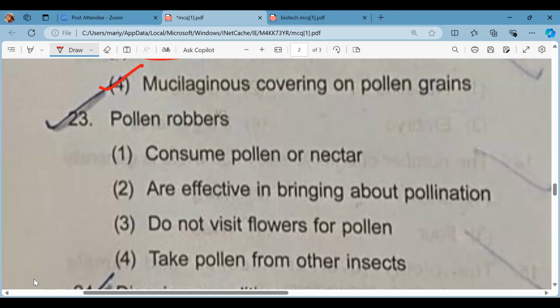Now moving forward, pollen robbers. Number one, they consume pollen or nectar. Correct. They consume the pollen or nectar and do not cause the pollination, isn't it? Yes. All right. Very good.